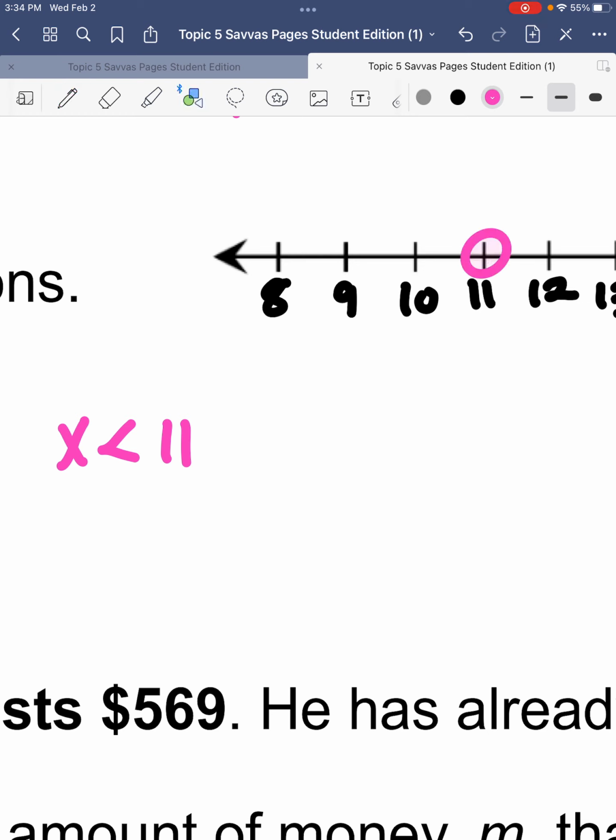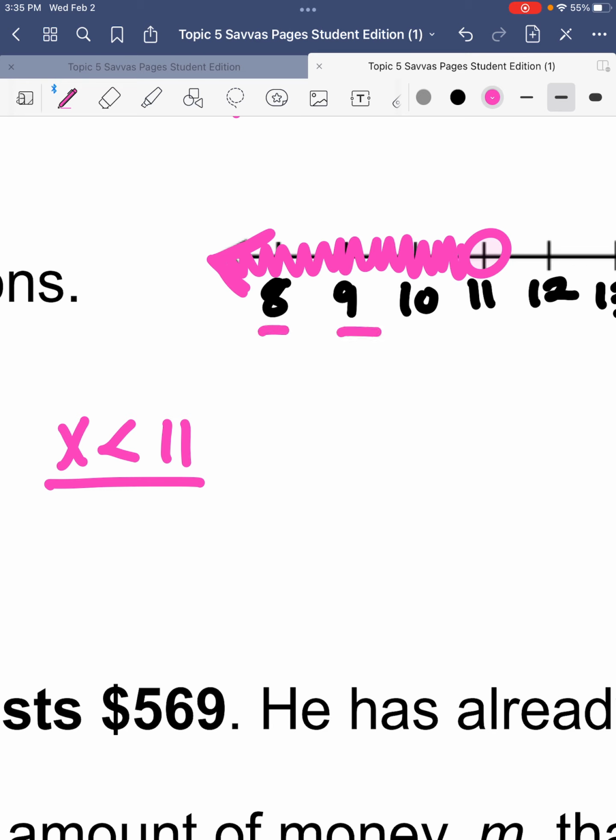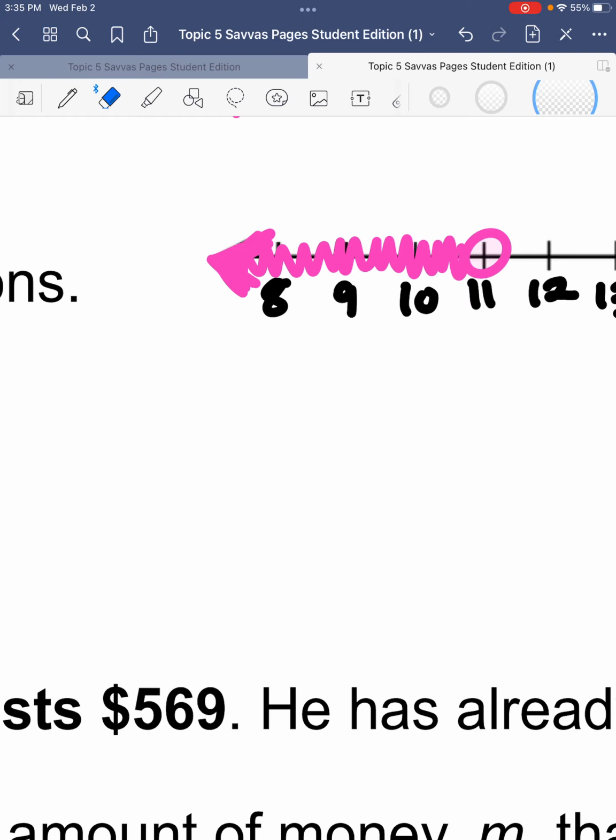And because my variable is on the left-hand side, I can use this as an arrow pointing the direction I need to shade. It tells me to shade to the left. So I'm going to shade this way, and I'm going to include that arrow. The reason I shade that way is because this means x is less than 11. Well, is 8 less than 11? Yeah, it is. Is 9 less than 11? Yeah. In fact, all of these numbers are less than 11. And we shade the arrow because even further back, 7, 6, 5, those numbers are also less than 11. Okay? So that's how we got this answer and this graph.